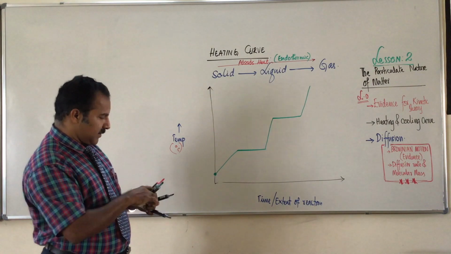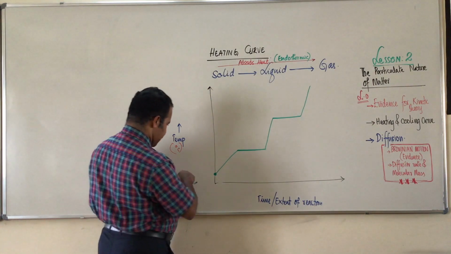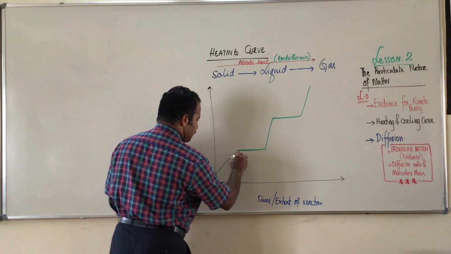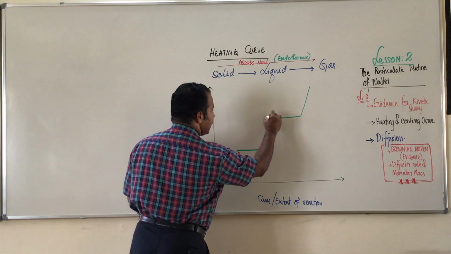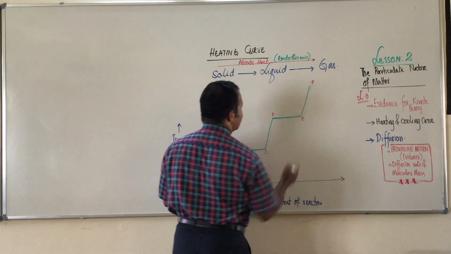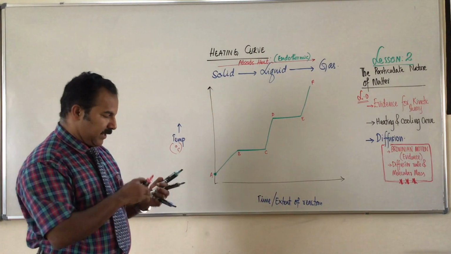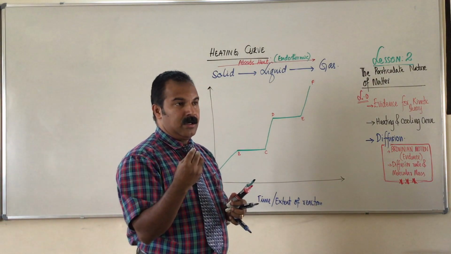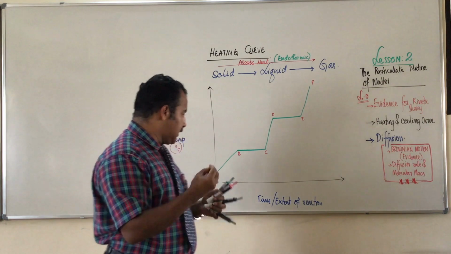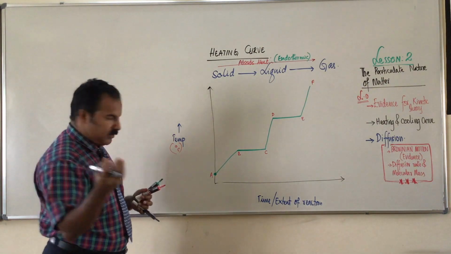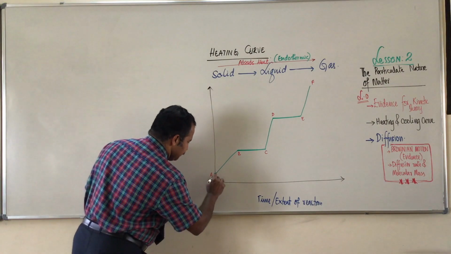We have taken a solid. I'm taking it as starting A to B, then C, then D, E, and F. We have a lot of things to explain. To understand it easily, we can take an example as solid ice. Okay, let's start with the solid ice.